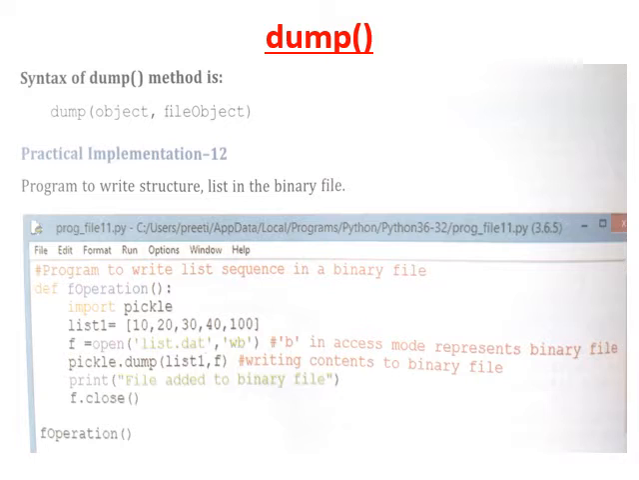Just below this I am closing the file. Once we have defined all the statements of function f operation, just below it I am calling that function. That means the moment these statements get executed, automatically all the statements inside this f operation will be executed. That means a file with the name list.dat should be created with the object list1, which we have already initialized in the program.